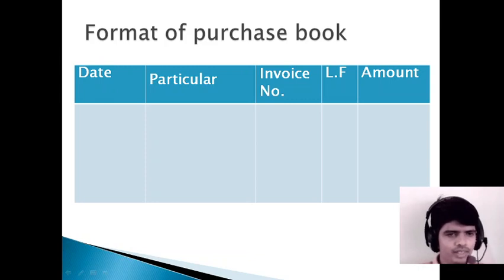As I told you, it starts with the date, the date at which the credit purchase happened, then particulars, the name of the suppliers or whatever it is, then the invoice number. The invoice number is very important to track the transaction. Then LF, that is ledger folio, then the amount of purchase, that is the credit purchase. Keep it in mind, I am repeating the same because it's very important, you guys will make mistakes: you should not record any cash purchases, only and only credit purchase is going to be recorded in the purchase book.